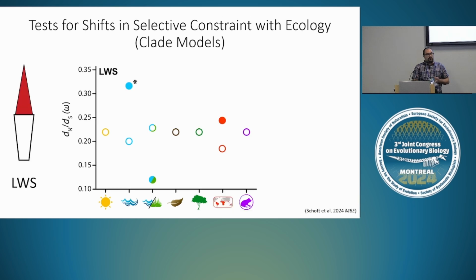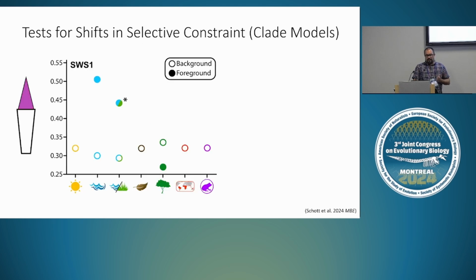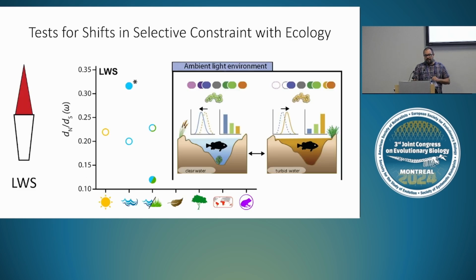We also found 2 of the cone opsins where we had elevated omega in aquatic taxa, so the LWS, which is the red opsin, as well as SWS1, which is the UV and violet, at least mostly in frogs, this is going to be a violet sensitive opsin. And we think this is likely due to the differences in light quality in water versus air. And we see a similar situation in fishes that transition between different water types.